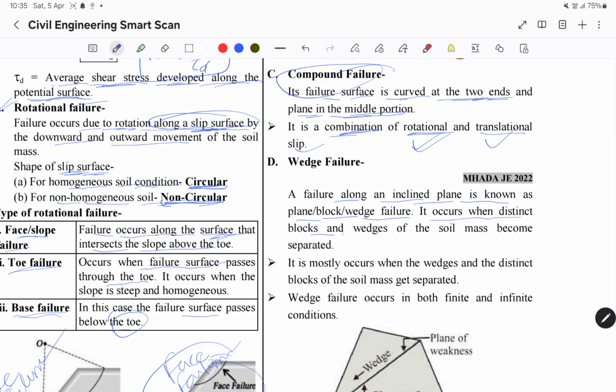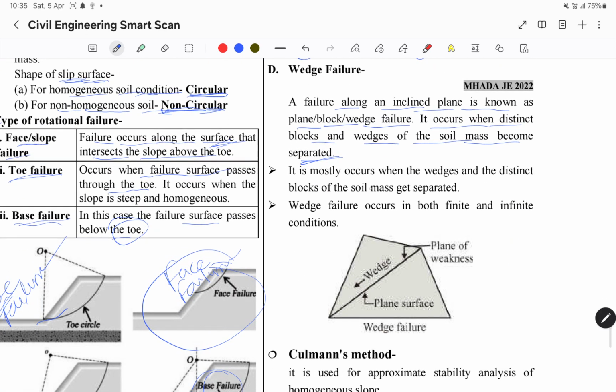It occurs when the distinct block and wedge of the soil mass become separated. It mostly occurs when the wedges and the distinct block of soil mass get separated. Wedge failure occurs in both finite and infinite conditions.